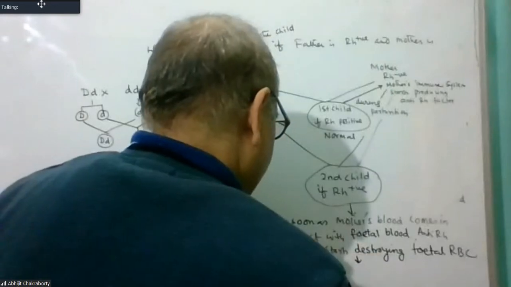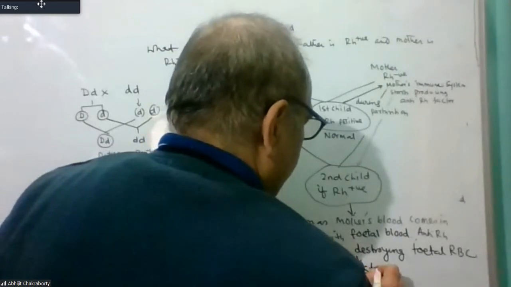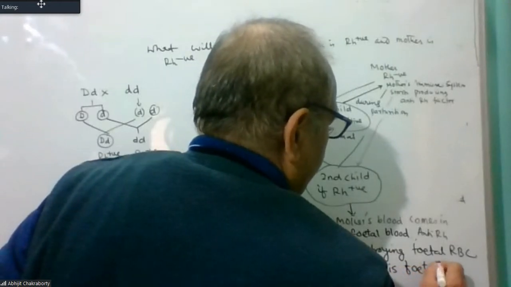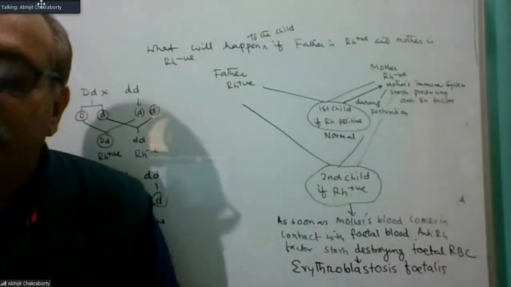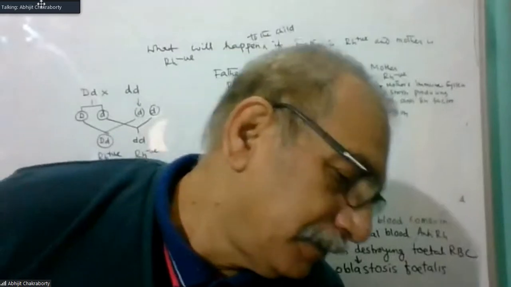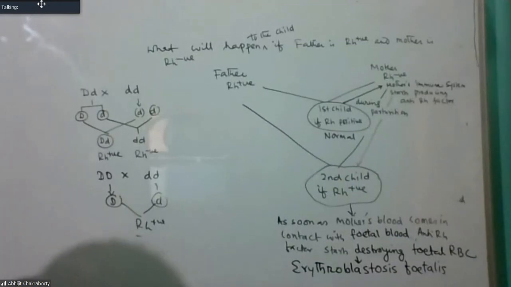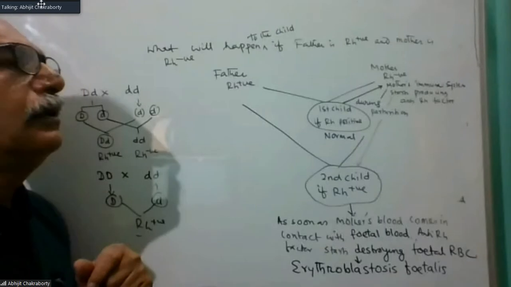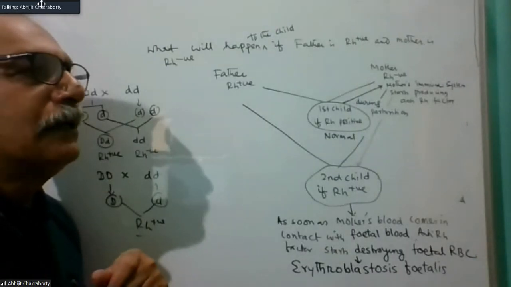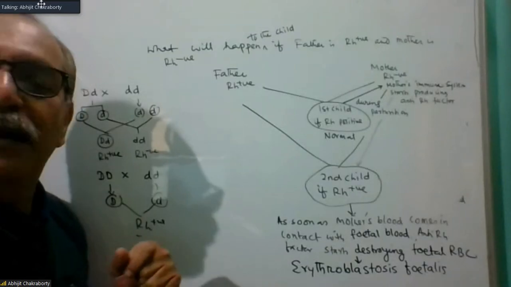This leads to erythroblastosis fetalis. And this anti-D or anti-Rh factor is found to be present up to 1 week after birth and starts destroying fetal RBC continuously. Are you getting me?